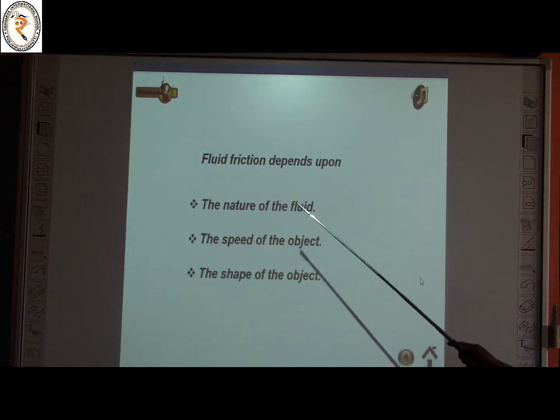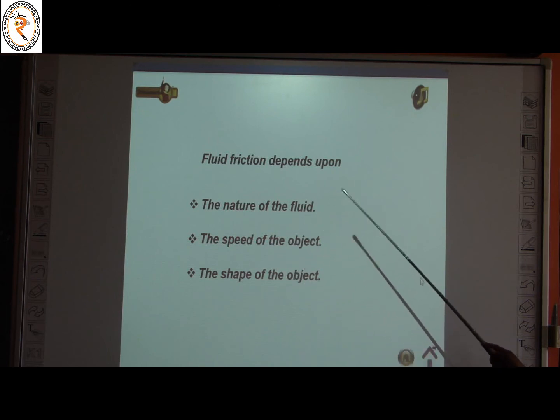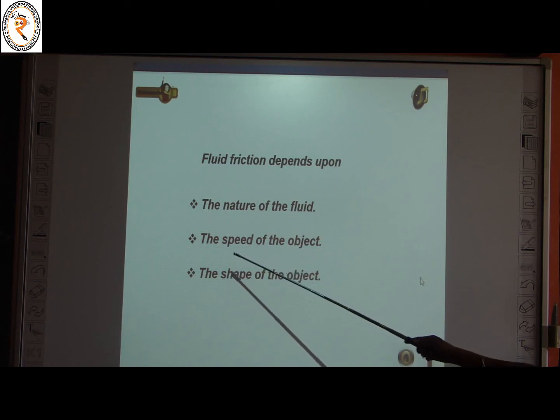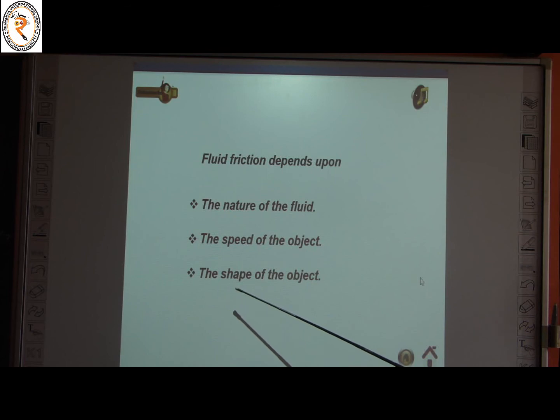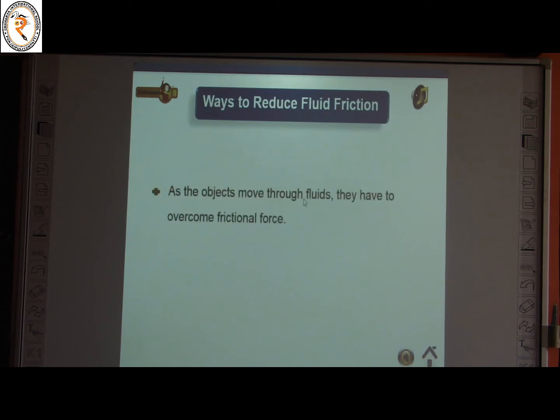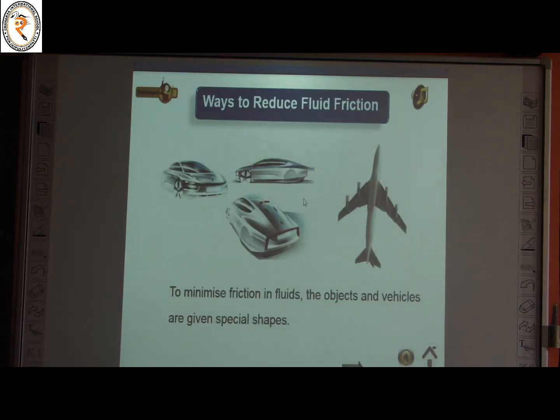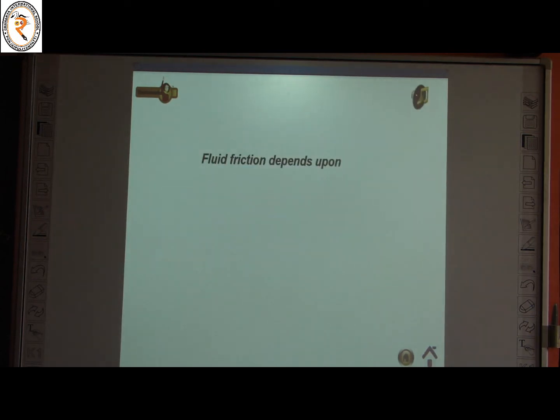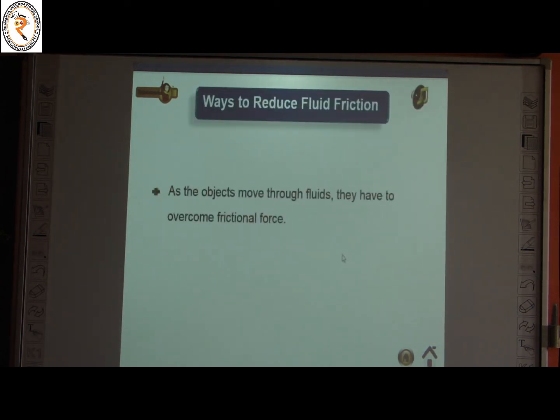Fluid friction depends upon the nature of the fluid, which comprises gases and liquids. The second one, it depends on the speed of the object. And the third one, it depends on the shape of the object. And the next one: how can we reduce fluid friction? What are all the ways to reduce fluid friction?